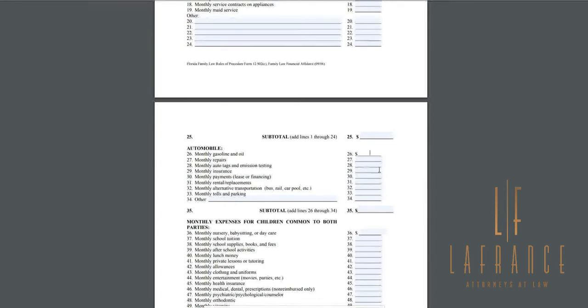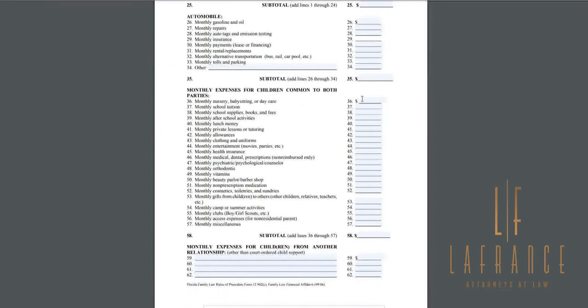Now, for instance, insurance: if you are paying the insurance on 2 vehicles, but you're only driving one of them, you can put the total monthly insurance here, and then you can add a footnote to the form that indicates how much is the insurance for your vehicle and how much is the insurance for, for instance, your spouse's vehicle.